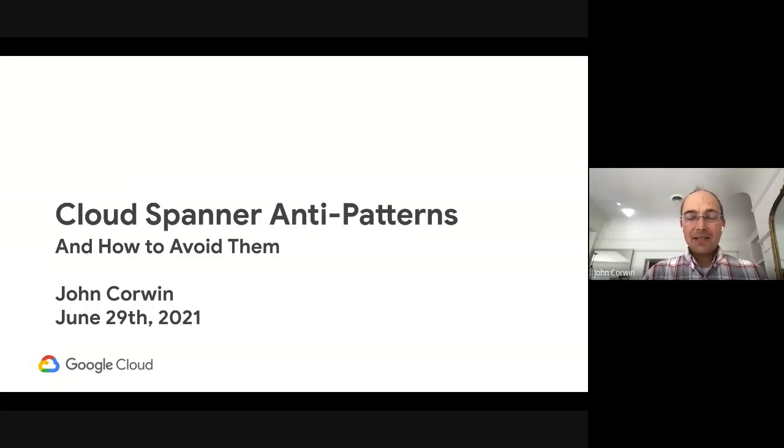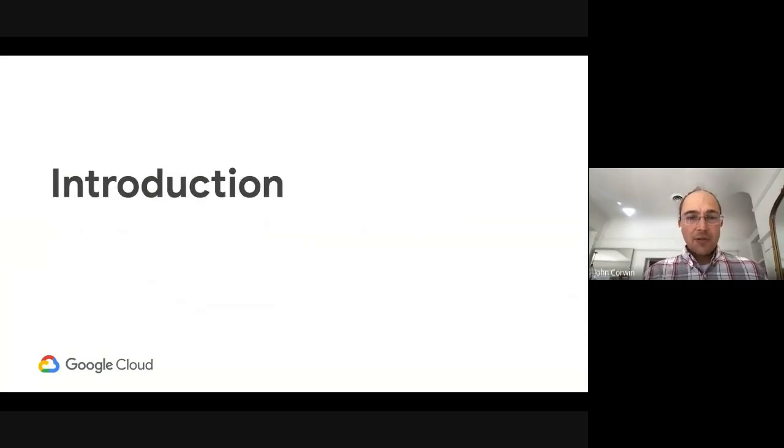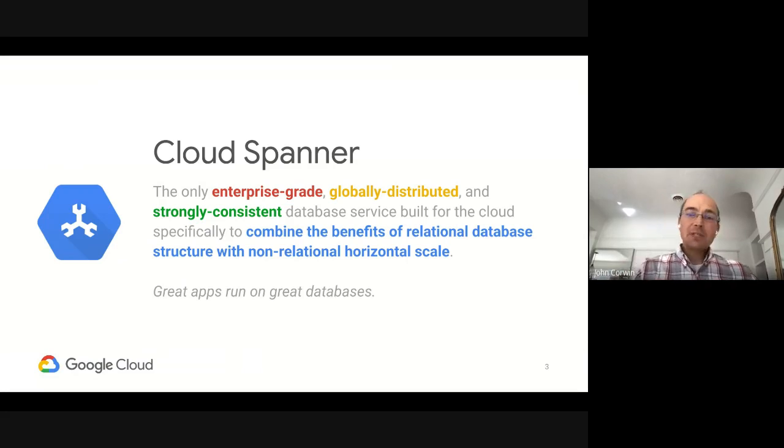Today, I'm going to be presenting Cloud Spanner anti-patterns and how to avoid them. So to start off with, some preamble on what is Cloud Spanner. This is some text that comes from our marketing pitch for what Cloud Spanner is and what it can do. It's the only enterprise-grade, globally distributed, strongly consistent database service that's built specifically for the cloud. It gives you the benefits of relational database structure with non-relational horizontal scale.